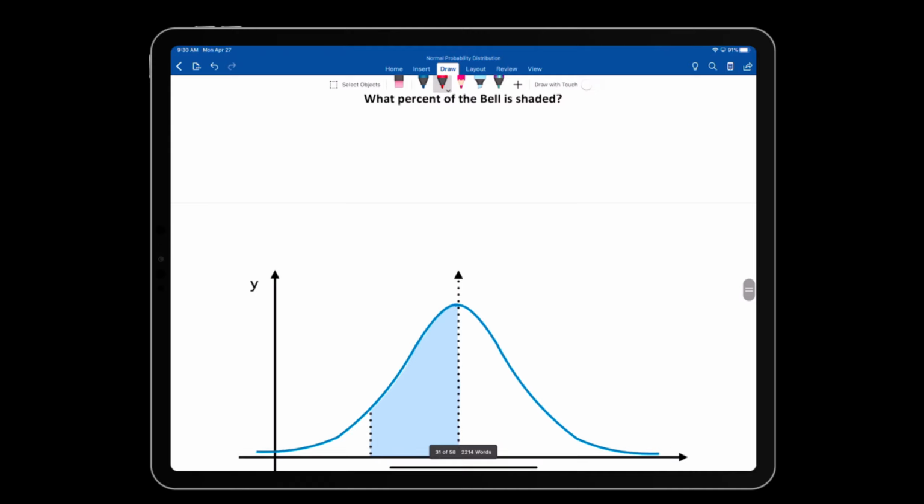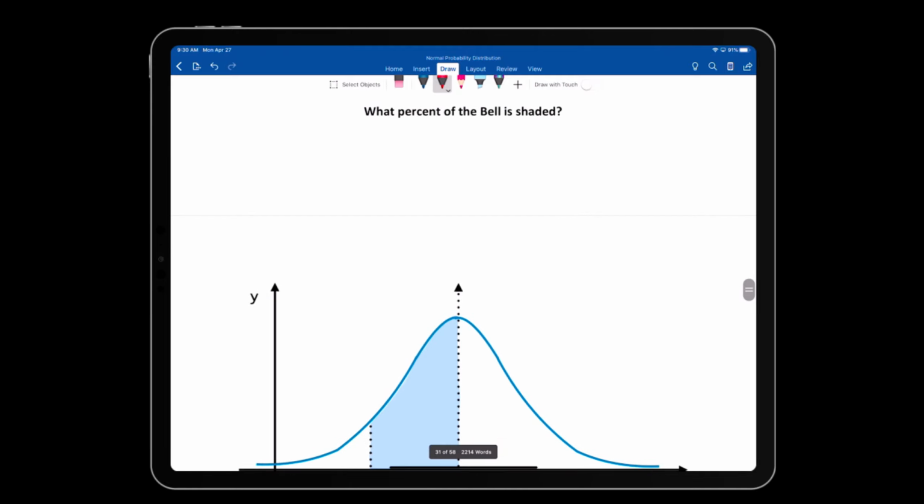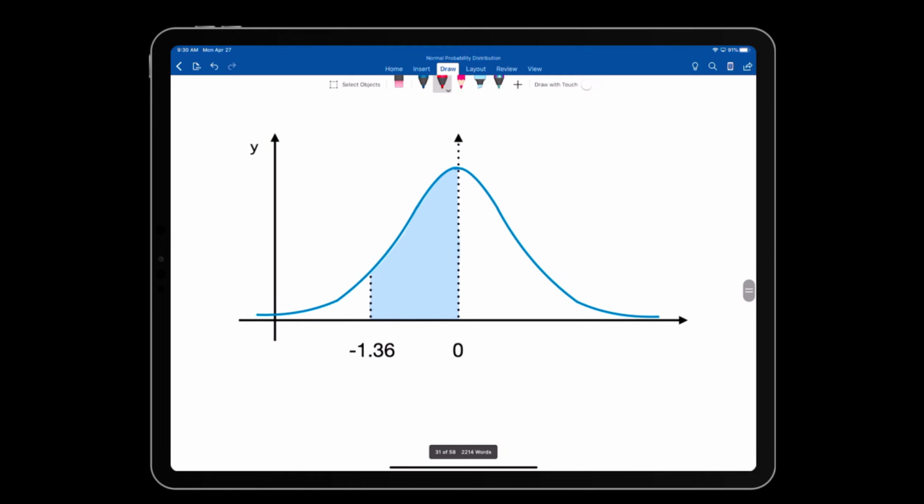Now let's keep this interesting here. Let's see if you guys are really awake. They want to know what percent of the bell is shaded here. And this is what's going to get people. You see, in this example, I have a Z value of a negative 1.36. And people here are going to say, oh, Mr. Judge, I can't do this. It's a negative Z value, negative 1.36. No, I don't have a table that has negative Z values.